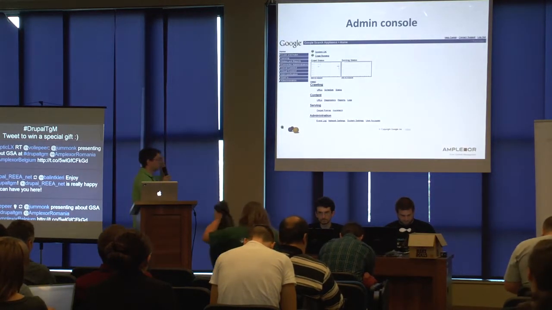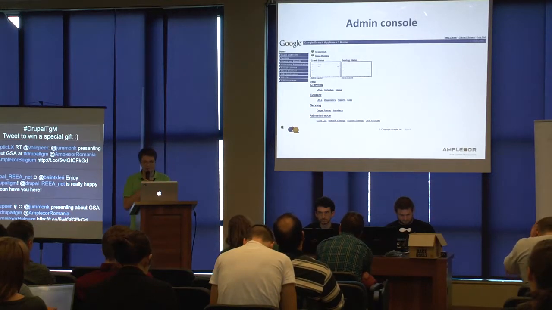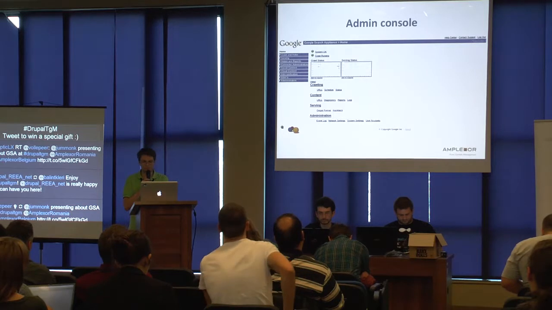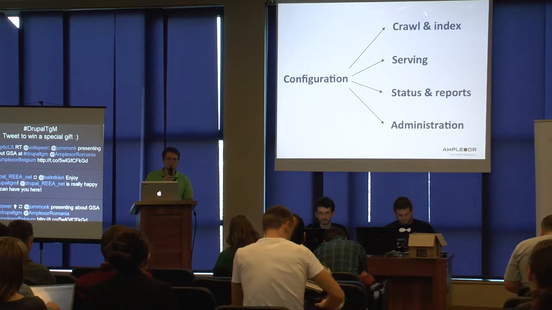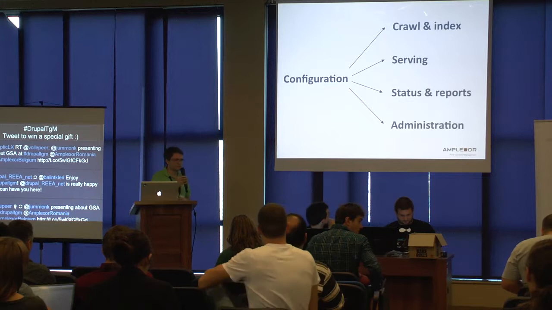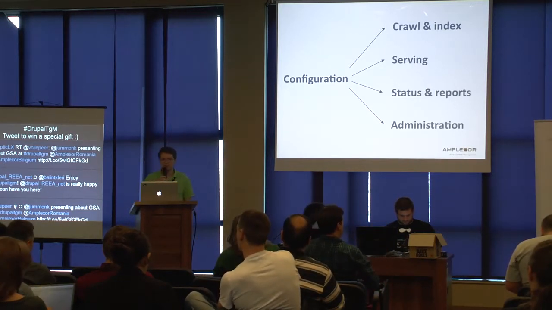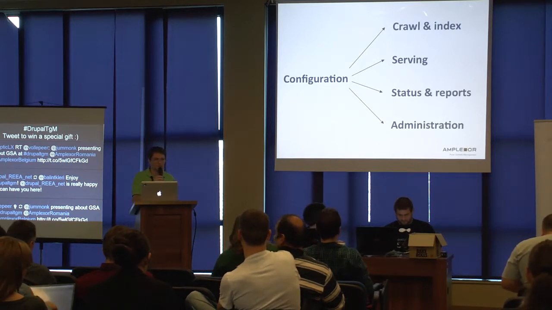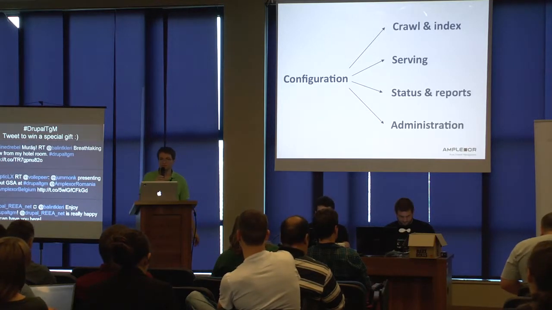So about the configuration of the appliance itself. This is a view on the administration console. The most important things we are using is setting up of the crawling and indexing of your applications. You also have to configure how you want the appliance to serve your content when it is searched. There's a very interesting set of search and reports interface in the appliance, and of course there's some administrative tasks you have to be able to do on the appliance itself.